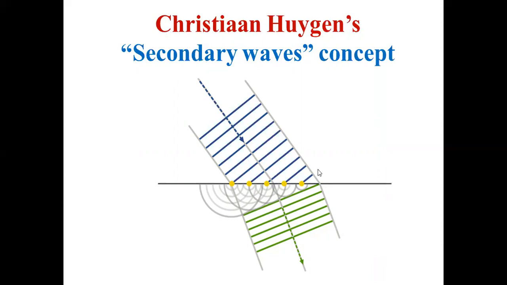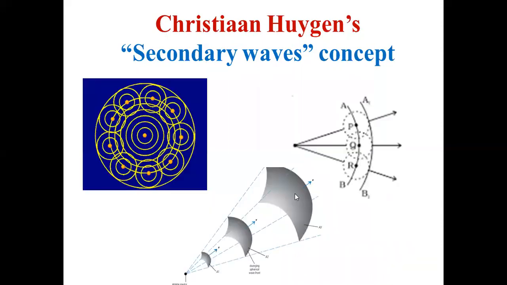Whenever light falls on a certain material, each point of the substance will act like a source of secondary waves, and secondary waves are emitted from here, and then the wave moves forward.